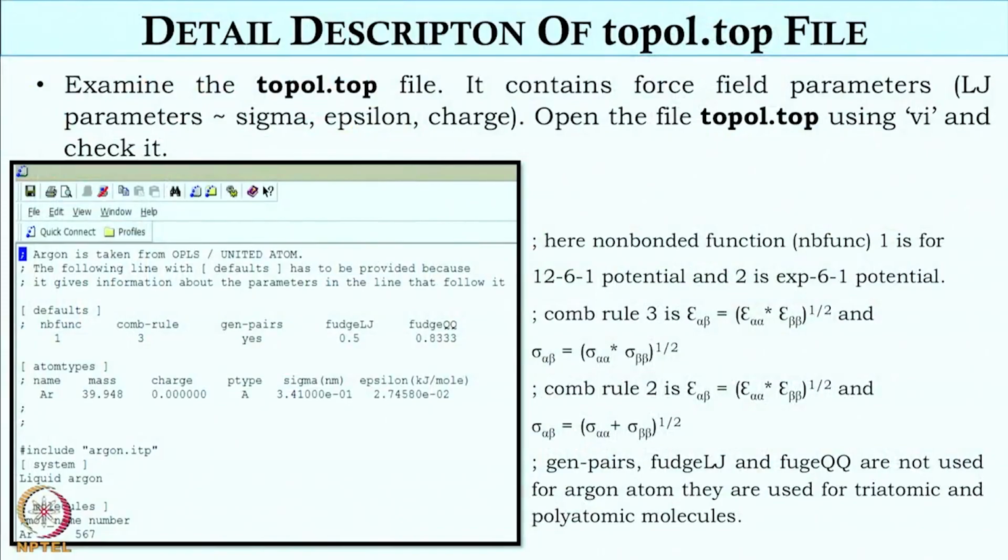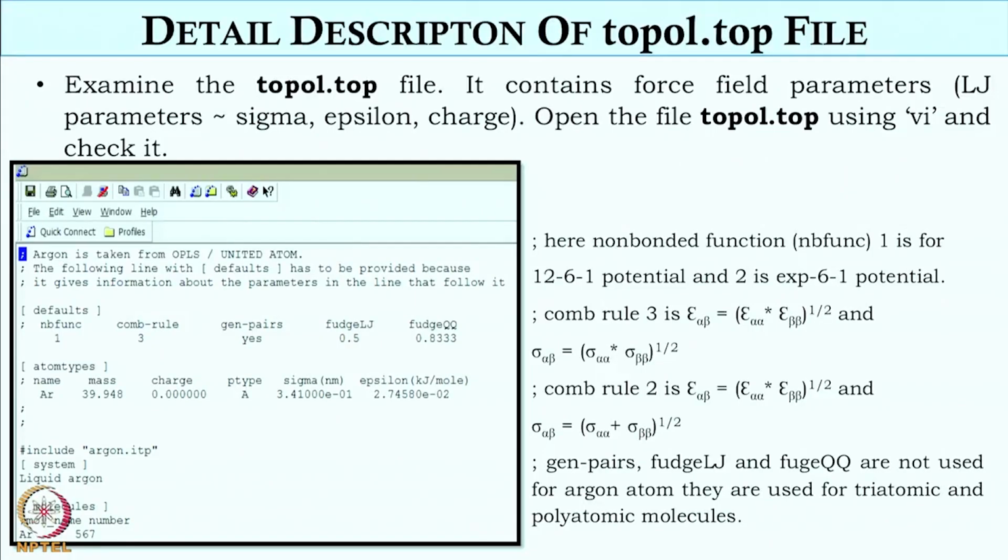So this is the topology file of argon atom. Here we'll see that there is an NB function defined, which is defined as 1. NB function stands for non-bonded function. Is the semicolon for a comment? Yeah, the semicolon is for comment. So the first 3 lines on the left are all comments. Below defaults there is the NB function, and it is 1.